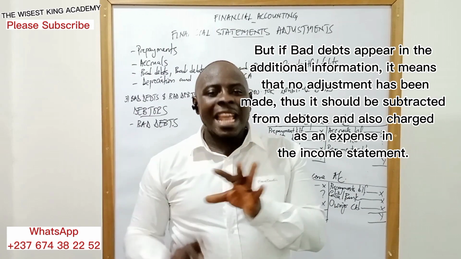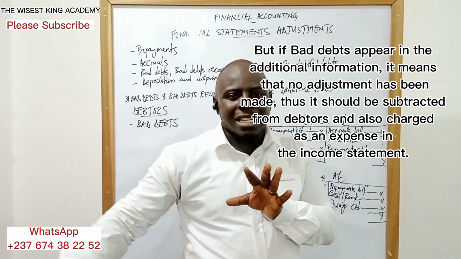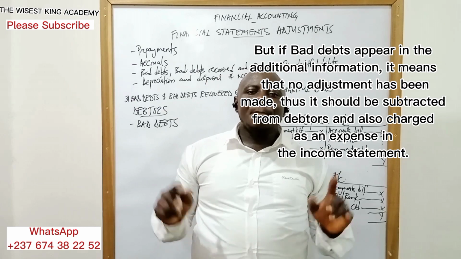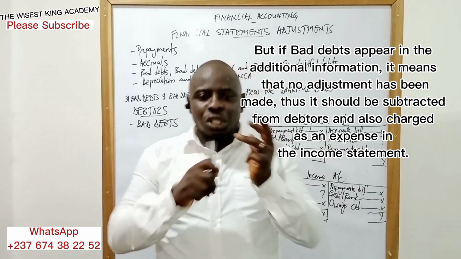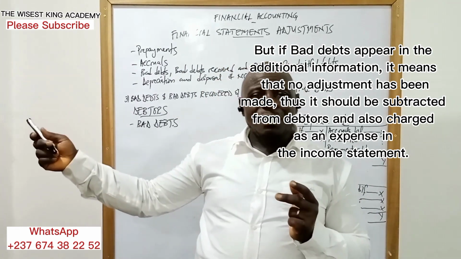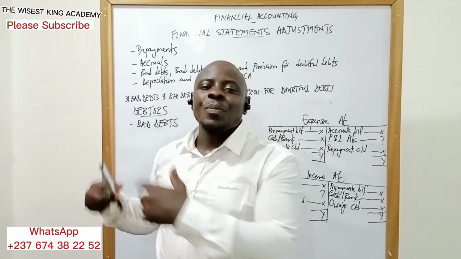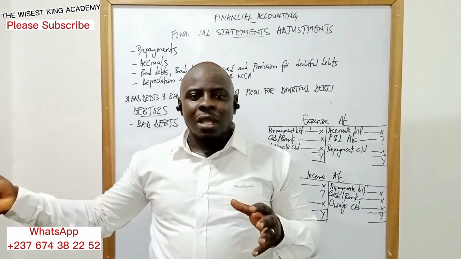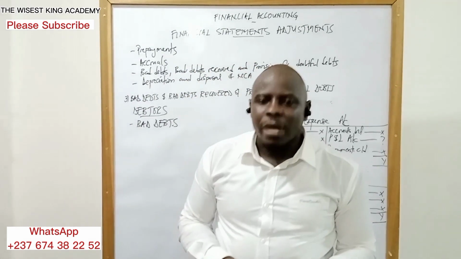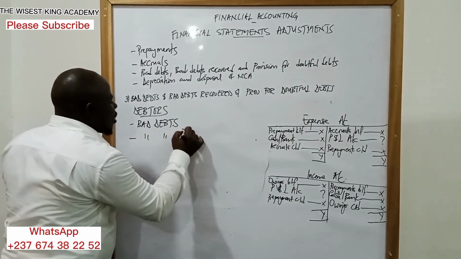But if bad debts appear in the additional information, when they give you additional information, they tell you a client has been declared bankrupt of this amount. It therefore means that no adjustment has been done. By so doing, this bad debt will be charged as an expense and will also be subtracted from debtors. But if they tell you in the trial balance that it has already been subtracted from the debtors, the only thing you have to do there is to charge it as an expense. So that is bad debt. The second one is bad debt recovered.